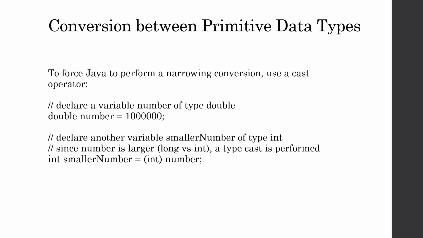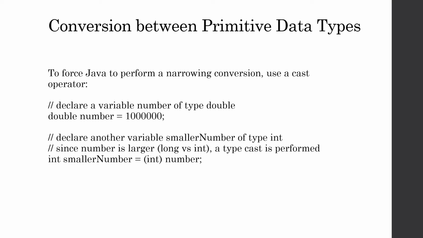Since number is larger, so we've got our double versus our int, a typecast needs to be performed. So we can see we've got int smaller number, and that's going to be equal to number, the double that we had before, and then in front of that, you're going to see a data type. We specify the data type we want to convert it to inside of parentheses like that. That's how we indicate that we're using the cast operator.